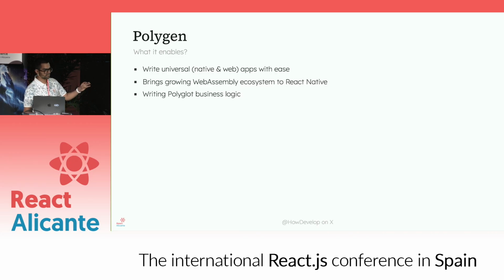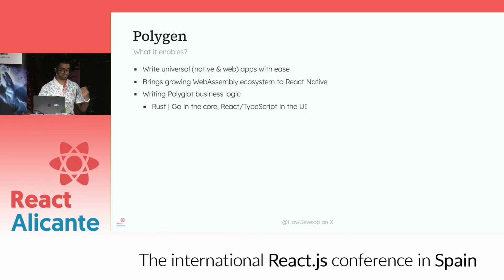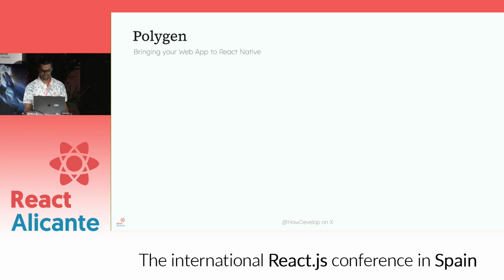And by the way, the project name comes from polyglot and CodeGen, so that is why it's called Polygen. Any language that can compile to WebAssembly can obviously be used. So we get the best of both worlds. We get React for the UI, and we get the language we like for the business logic, and we don't have to worry about it being supported in React Native.